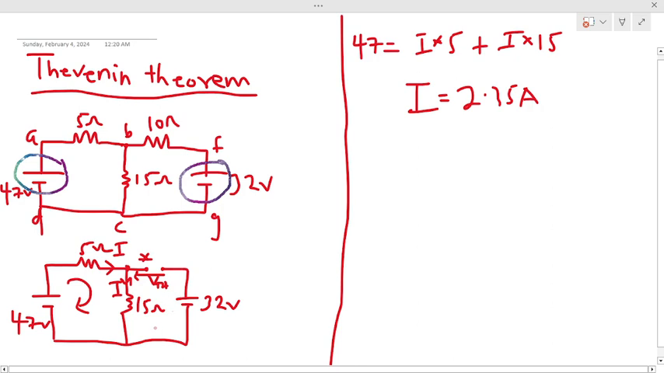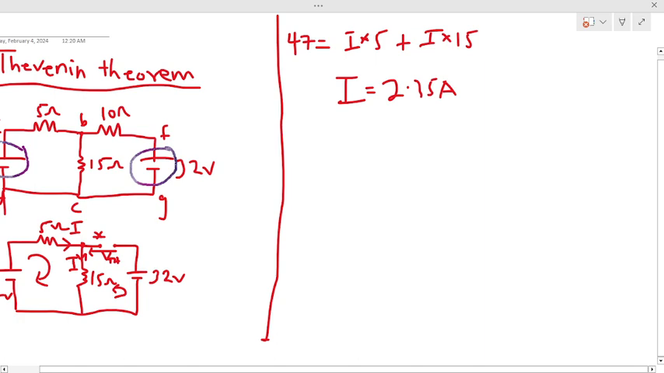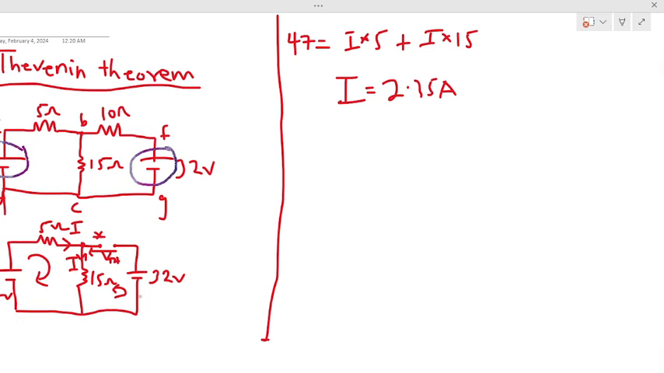Now let's take our loop to be in this direction. So if our loop is in this direction, we are going to get our voltage to be, since for this voltage the current moves from here to the negative then to the positive, it is going to be positive 32 plus, and since the Thevenin's voltage that we've chosen follows that same direction, it will also be positive. So positive Thevenin's voltage, which will be equal to the voltage drop across the 15 ohm resistor.